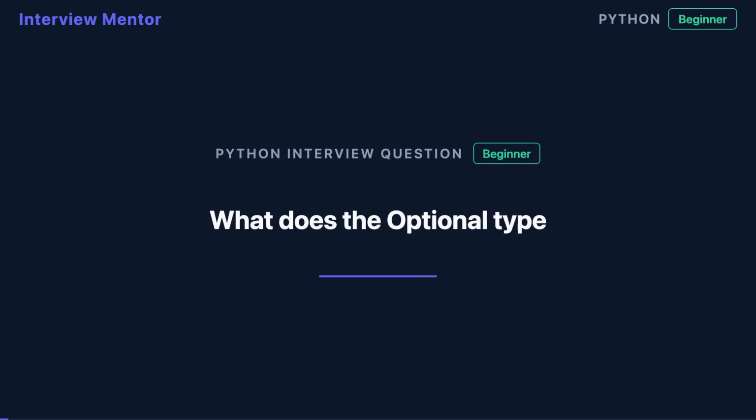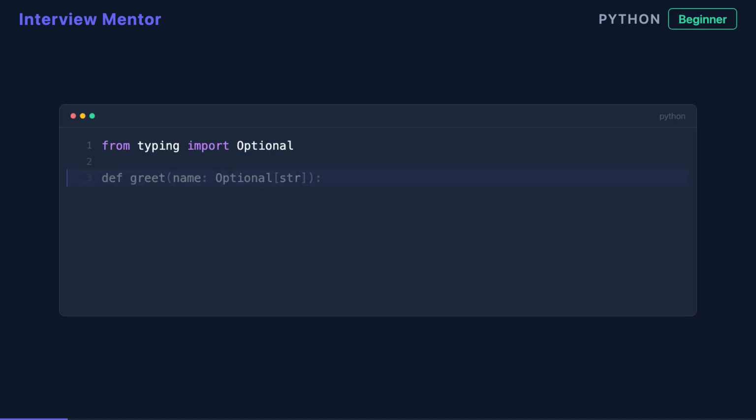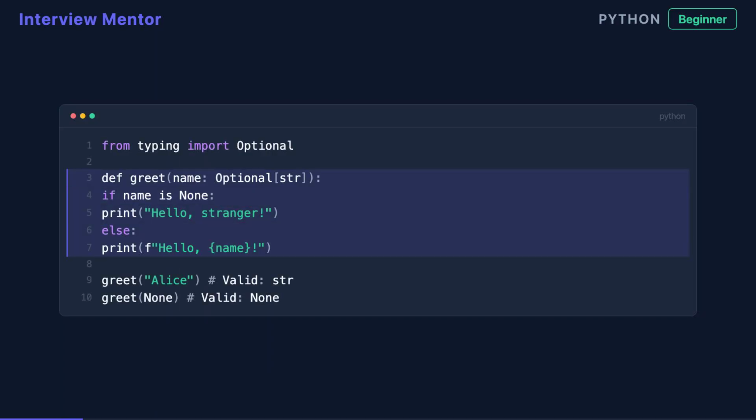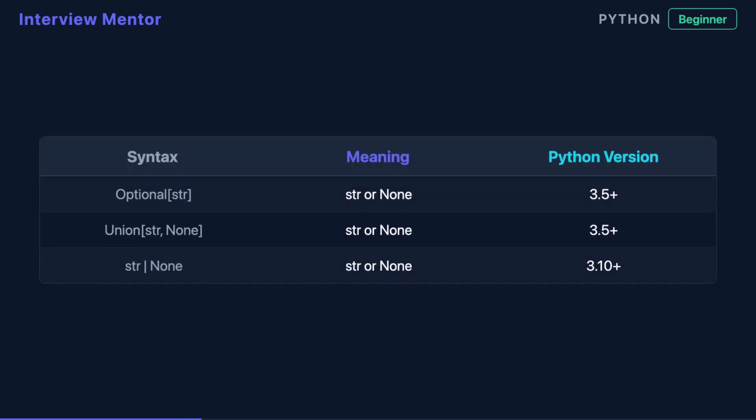Here's a mistake that trips up nearly every Python beginner: seeing Optional and thinking it means the parameter is optional. Let's clear this up once and for all. Optional is a type hint from the typing module that tells you a variable can hold either a specific type or None. When you see Optional of string, it means this variable can be a string, or it can be None. That's it. The name is a bit misleading, but it has nothing to do with whether a parameter has a default value. There are actually 3 ways to write the same thing.